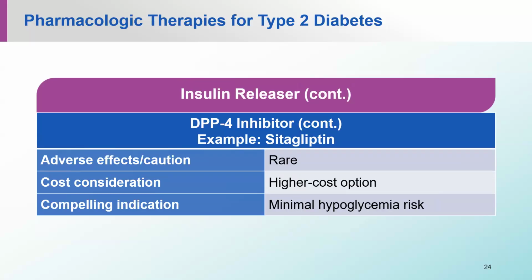And here's one of the things with the DPP-4 inhibitors. This is about as well tolerated a drug class as one will ever find. GI upset rare, no hypoglycemia, etc. Now, cost consideration is higher, but not highest, because these are tumbling down in price as they've either pretty much all become generic or they're soon going to be generic. And compelling indication, minimal hypoglycemia risk.